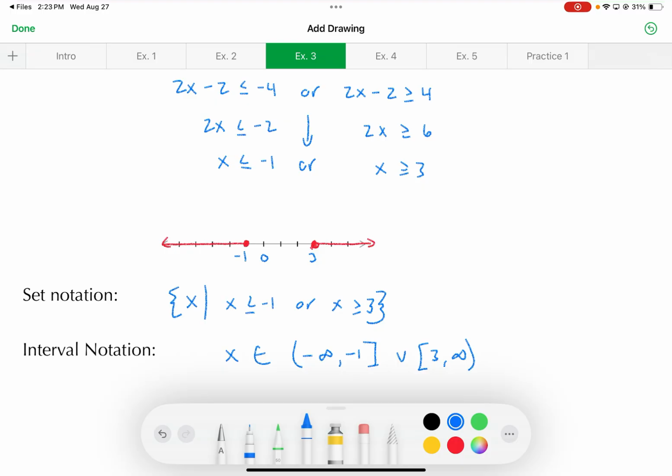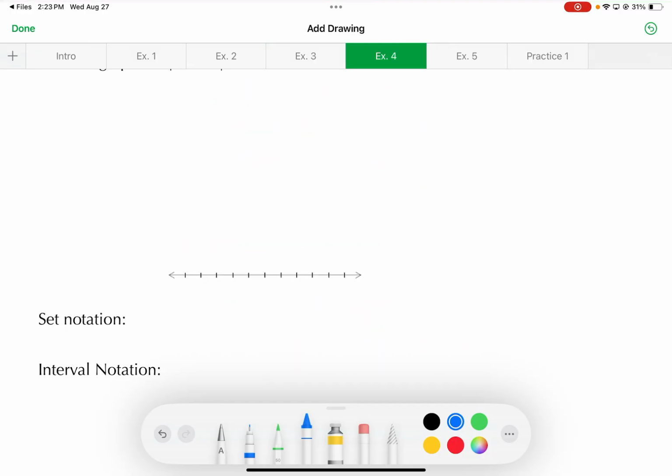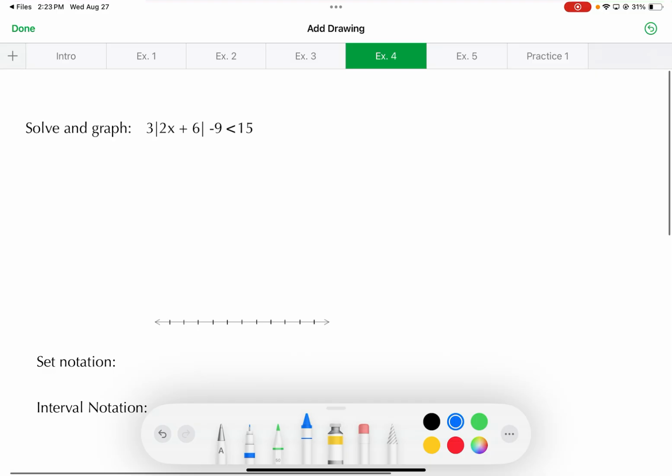Okay, example 4 next. So we have another absolute value inequality. This one's a little more sophisticated. First thing we got to do here is isolate the absolute value, meaning get it by itself.